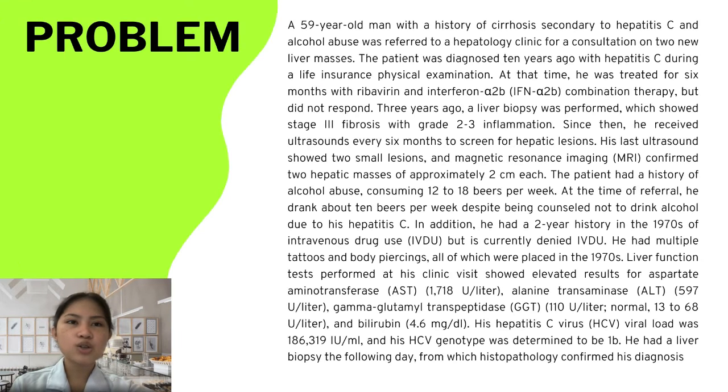Our case is a 59-year-old man with a history of cirrhosis secondary to hepatitis C and alcohol abuse who was referred to a hepatology clinic for a consultation on 2 new liver masses. The patient was diagnosed 10 years ago with hepatitis C during a life insurance physical examination. At that time, he was treated for 6 months with ribavirin and interferon alpha 2B combination therapy but did not respond. 3 years ago, a liver biopsy was performed which showed stage 3 fibrosis with grade 2 to 3 inflammation.